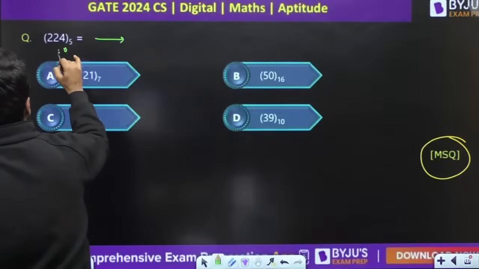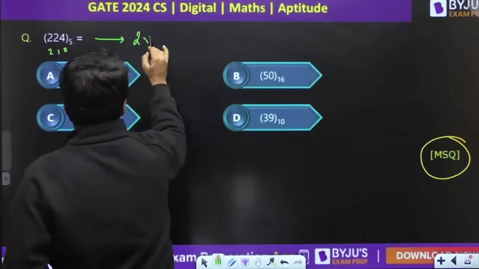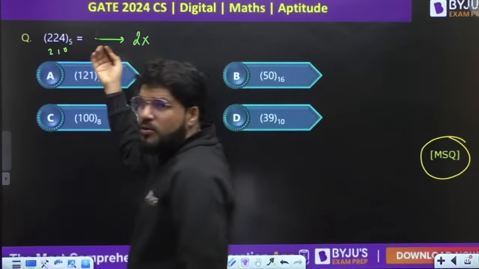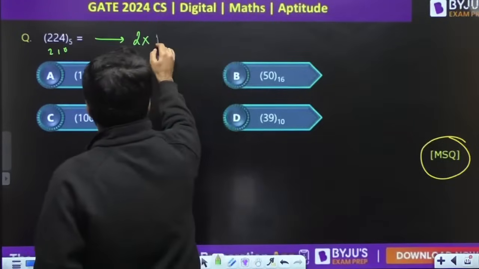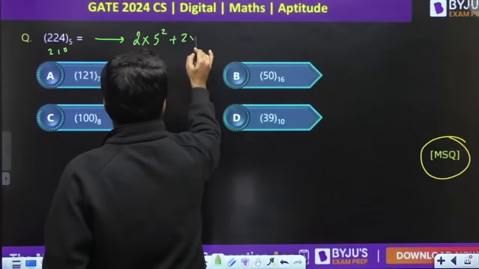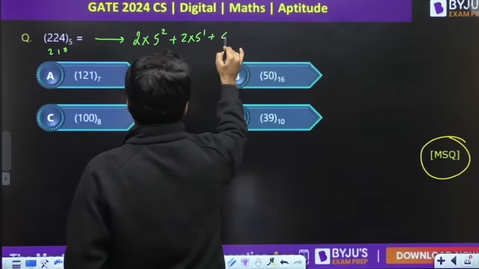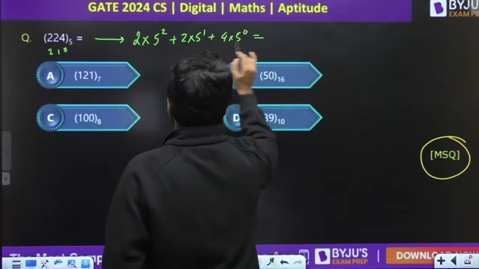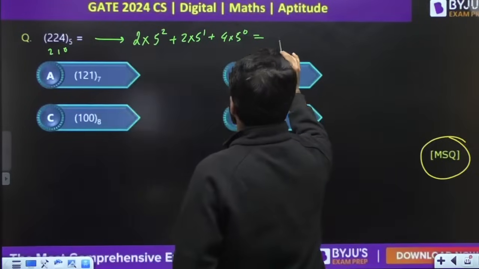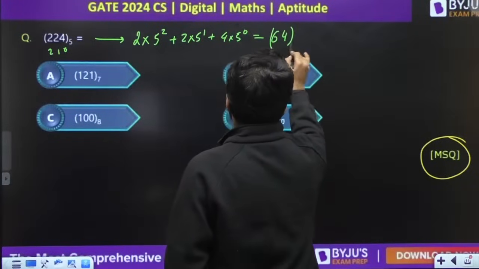The digits are 0, 1, 2 and the base is 5. So digit into base power position, converting into decimal. Base 5, so 5 power 2. Next digit is 2 into 5 power 1 and next digit is 4 into 5 power 0. 5 square is 25, to 50, 60, 64. It is 64 in decimal.